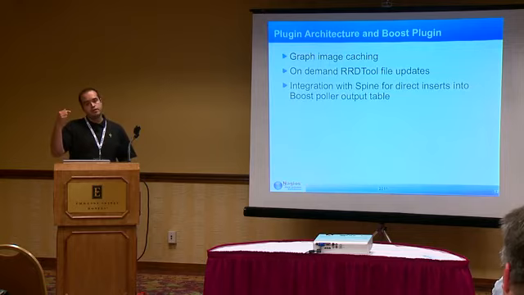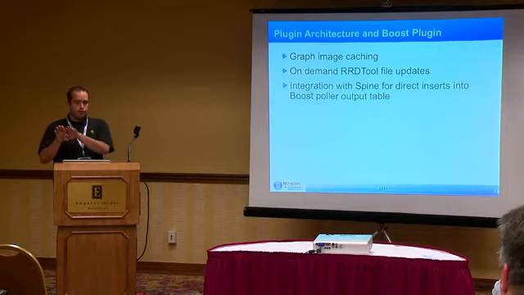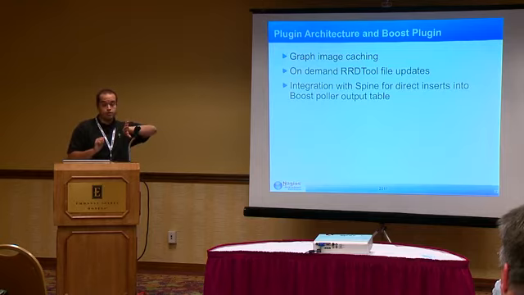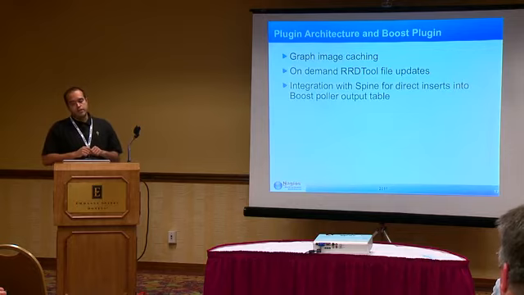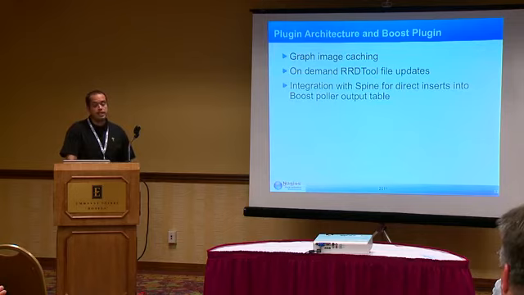Normally in the plugin architecture, when the polling cycle runs, the data gets pushed into the poller output table, and then at the end of the polling cycle, before the RRDs start getting updated, it gets pushed over into the Boost poller output table, which is the cache place where Boost stores it. This basically removes that step. When you use Spine as a collector, it pushes those data rows directly into the Boost caching table, saving that step, saving those CPU cycles, and saving that disk I/O if you're not using the memory tables.